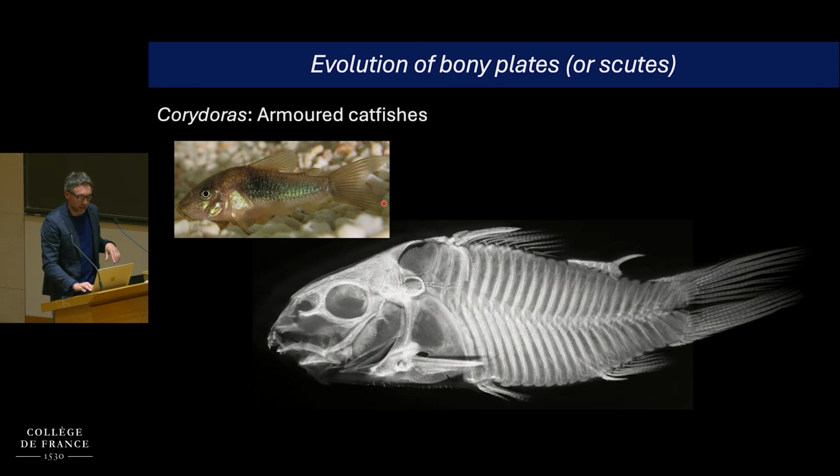So you might already have seen it if you like fish, if you like aquariums. This is a skeletal stain of this species. It's a South American catfish, an armored catfish of the genus Corydoras. And as I said, the species doesn't have scales. It has its skin covered in those very strong bony plates.